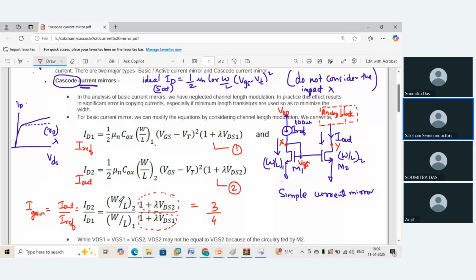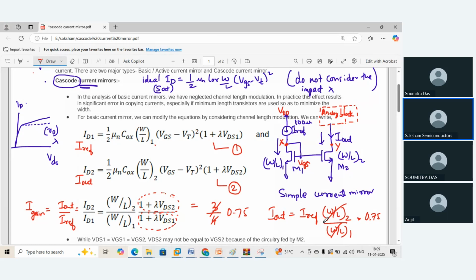Earlier what you did, you just made the W by L ratio of the second transistor and first transistor the same. If they are made same, then definitely I out would be equal to I ref. But right now this parameter will come, so this means it is 0.75. So basically what will happen, I out now will be equal to I ref times W by L of second transistor by W by L of first transistor times 0.75, some number. But this you can cancel out, making them the same, but this will have implication. Now I ref times 0.75 means I out is lesser than the reference, so basically there is a glitch.